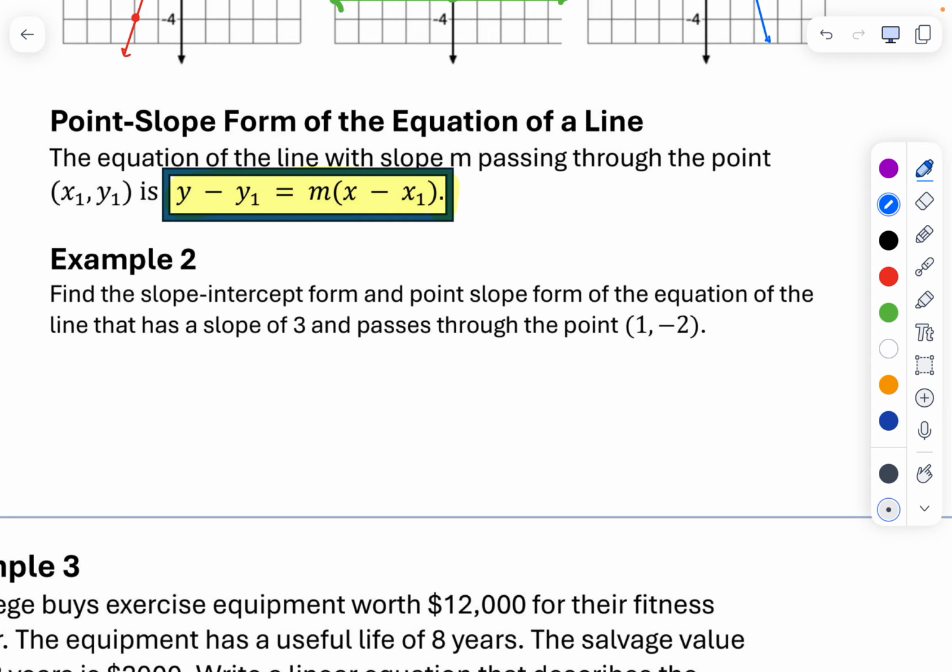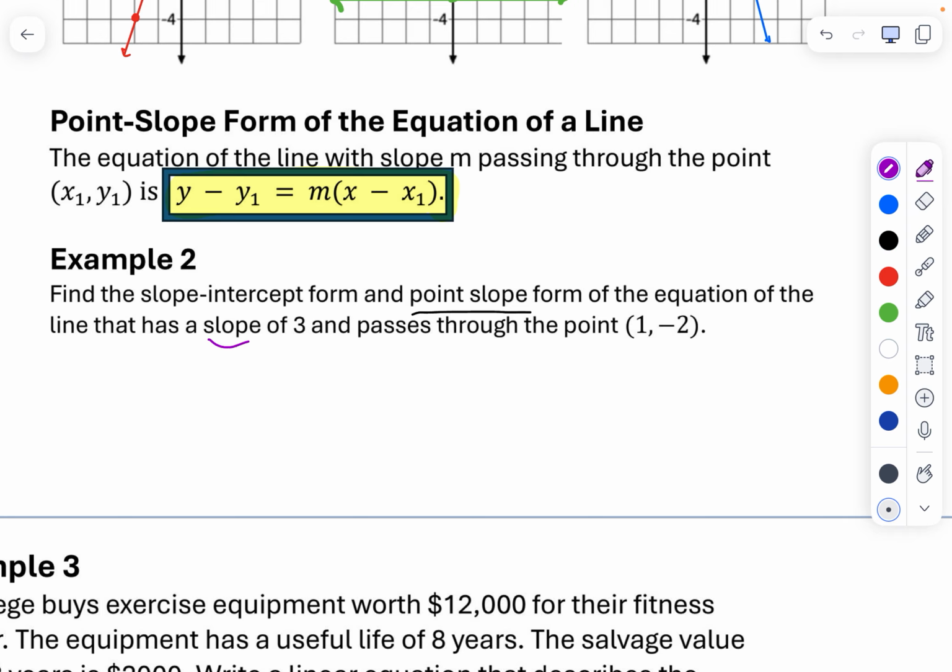But the point-slope form, we've got y minus y1 is equal to m times x minus x1. Remember that you're given the slope, m, and you're given a point, (x1, y1). Everything, it's just substitute in place and clean up from there. All right? So this second example, excuse me, it says that we want to find the slope-intercept form and the point-slope form. So that's what we're going to do first. We're going to find the point-slope form of the equation of the line that has a slope of 3 and passes through the point (1, -2).